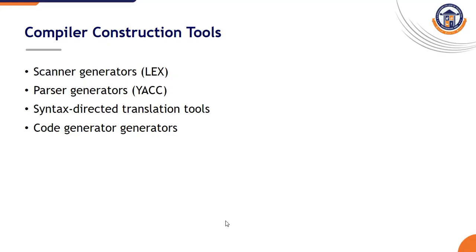Similarly, some software is generated by using available tools. For compiler construction also, there are several tools existing. We can use those tools to generate the compiler. These are some of the compiler construction tools. The first tool is the scanner generator, known as Lex. Then the parser generator, known as Yacc. Syntax directed translation tools are also used to construct the compiler. Code generator tools are used to generate the code generator phase of the compiler.